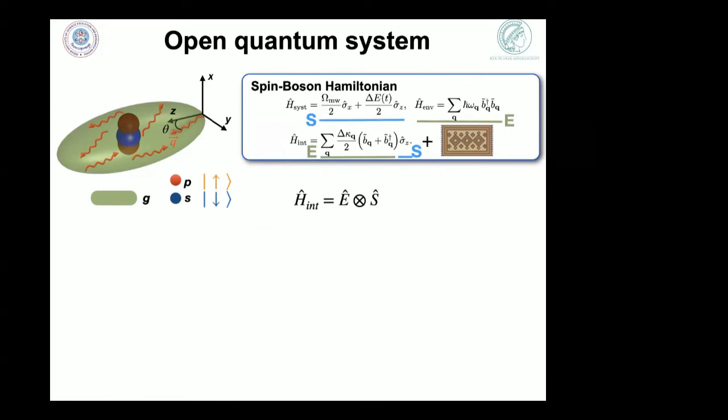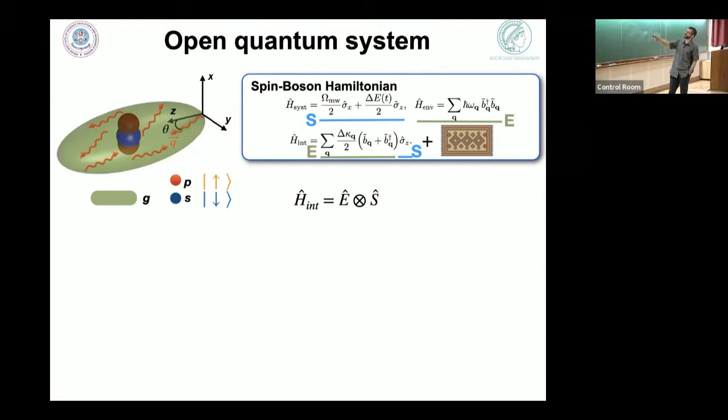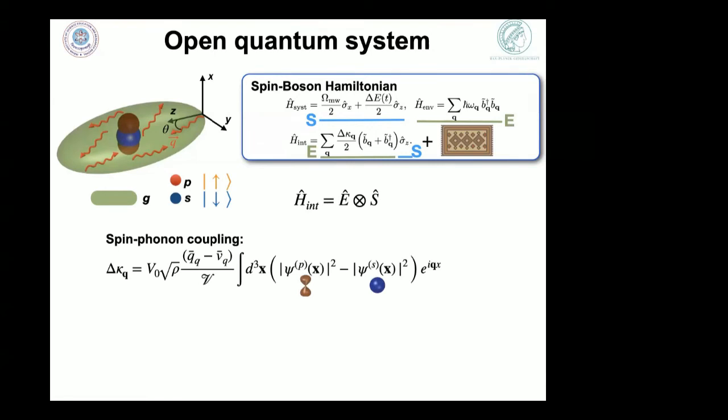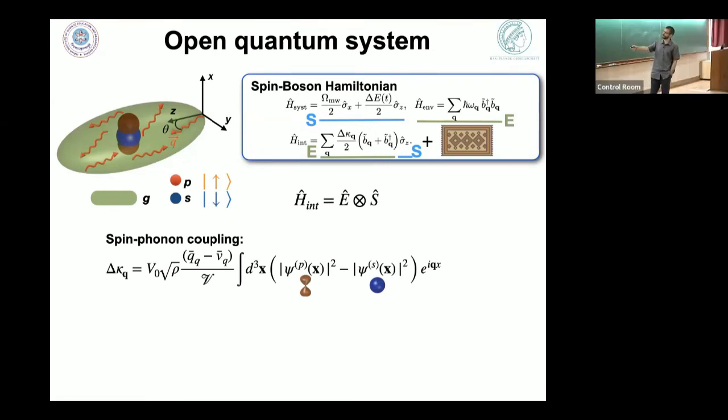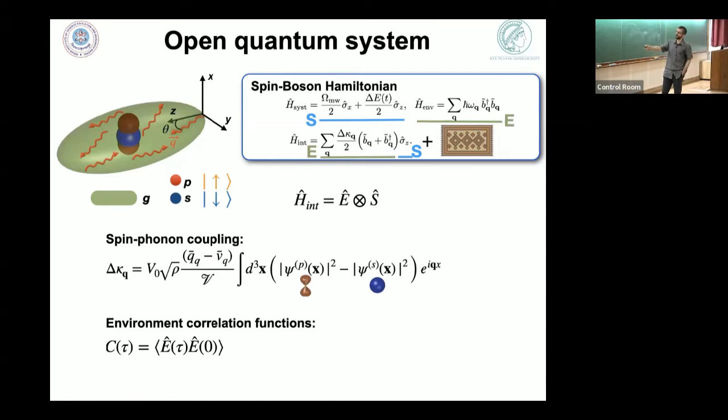More or less after I've split my Hamiltonian into system stuff and environment stuff, as shown here, the information is always the system-environment coupling. We can calculate that in principle. It's something like the 3D Fourier transform of the difference between the P density and the S density of the Rydberg electron. Using this, we can calculate environmental correlation functions, and they contain all the information you might possibly need to describe your open quantum system.